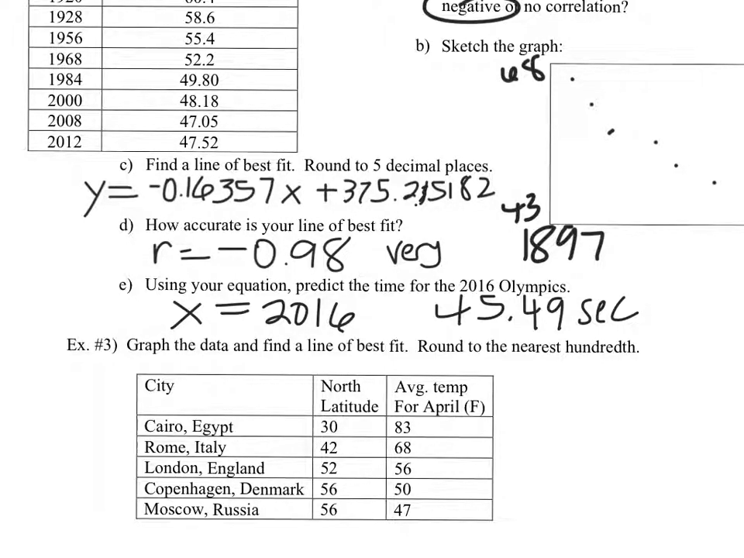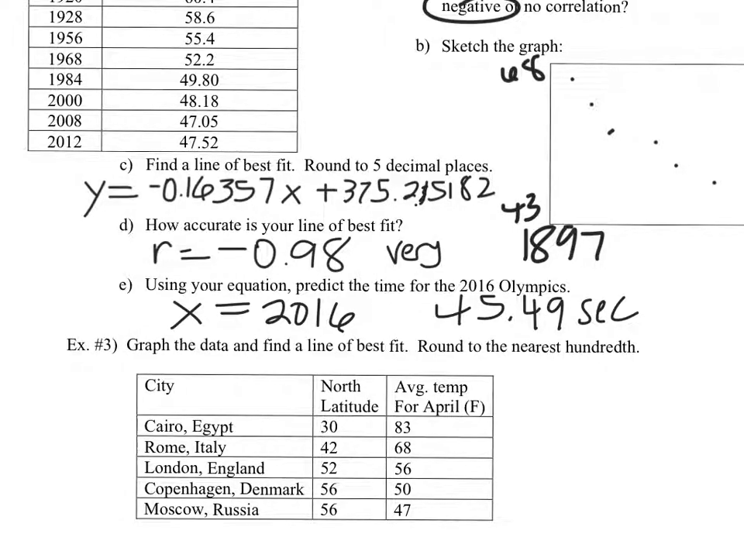Okay. Now, let me show you how you can actually put that line into your calculator. There's 2 ways to do this. Go to y equals, and we're going to manually type it in. Okay? It's a lot of numbers, I know, but it was negative 0.16357x, don't forget the x, plus 375.25182. Okay? And now hit the graph button. Ooh, and there it is. Cool, huh?